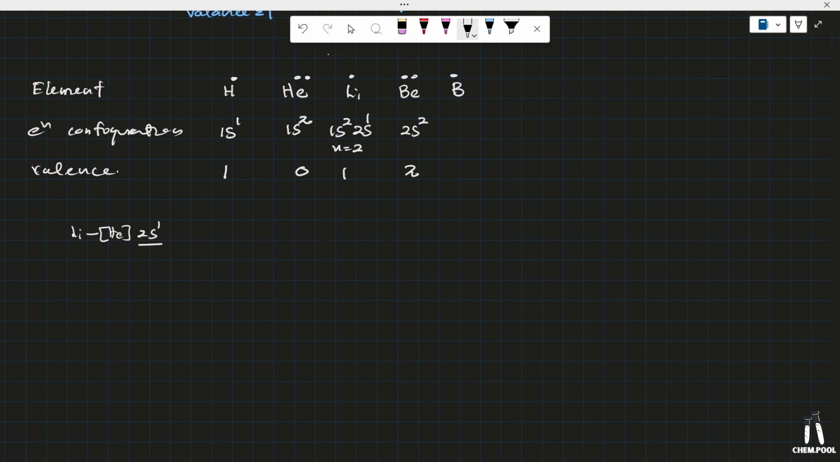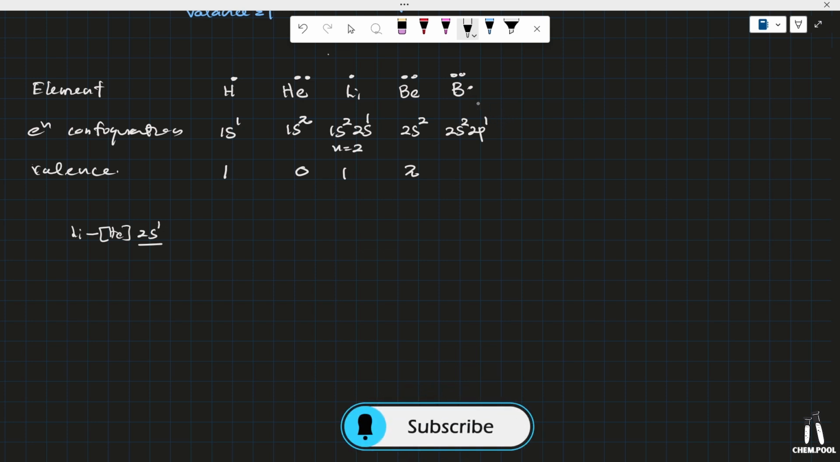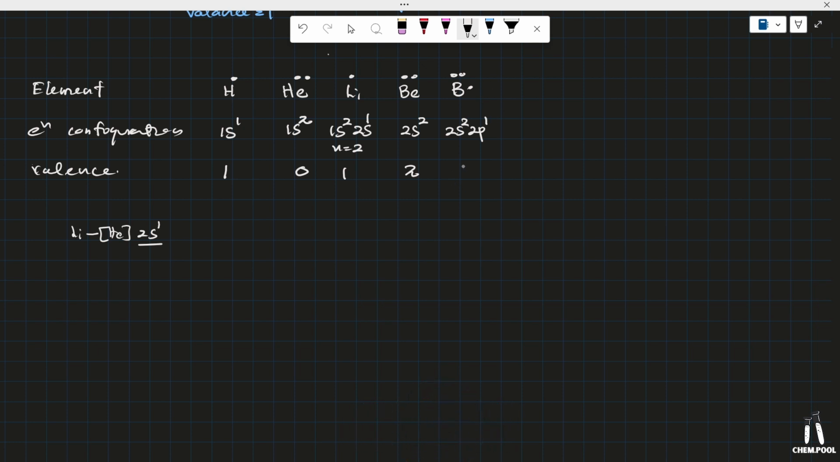Then for boron, here 3 electrons, that means 2s2, 2p1. What about the valence? You can see here boron can share these 3 electrons and form 3 bonds, but it does not get the octet, therefore it acts as an electron-deficient Lewis acid, so the valence is 3.